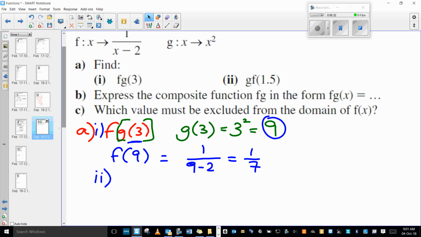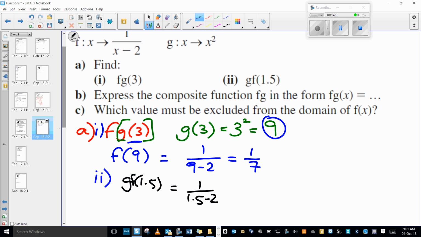1.5 minus 2 squared. Hang on. 1 over 1.5 minus 2. And the whole thing is squared. Alright, I'm just going to go baby steps. That's alright for you. So we've got 1 over 1.5 take away 2. What's 1.5 subtract 2? So we've got 1 over negative 0.5.